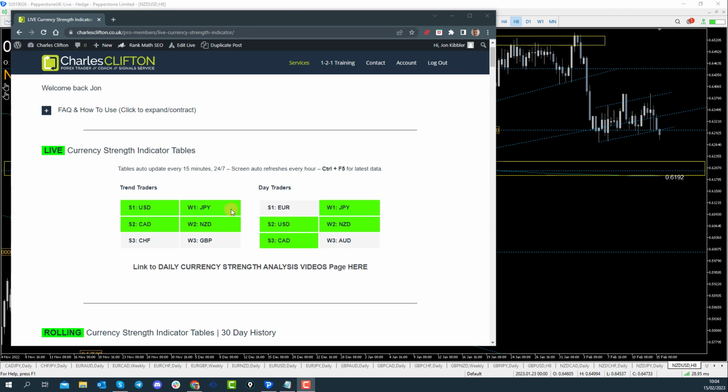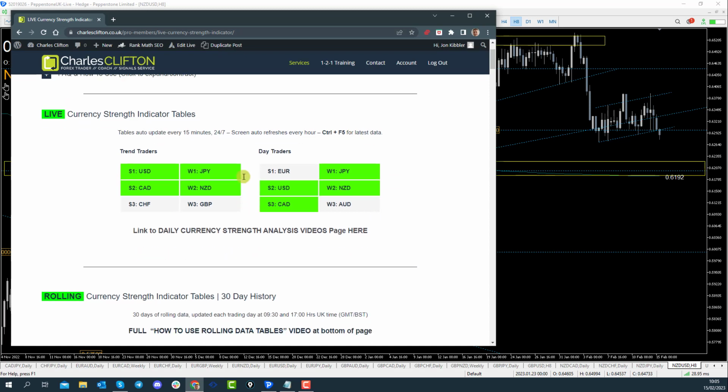They're showing the same studies but just highlighting different time frames. So we have our trend traders and our day traders. We can see here some of the currencies are highlighted in green. That means there is a confluence between those two trading time frames, and that's where we'll be focusing some of our attention in these videos. The tables auto update every 15 minutes, 24/7, meaning that our members can see how the markets stand right now in real time.